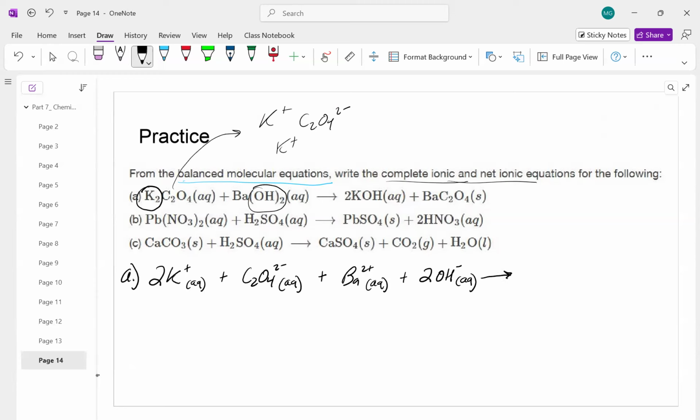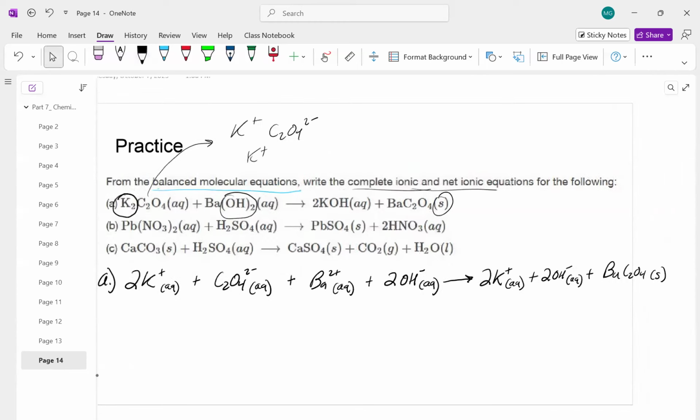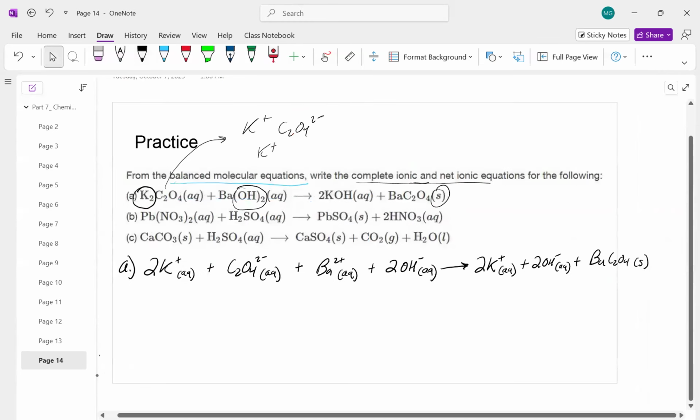All right, and then I will do the ions for the other side. So the KOH is aqueous. Since there's a coefficient of 2, I'll keep that for the potassium. I'll keep that for the hydroxide. And the last product is a solid, so I do not break that up. And that's my complete ionic equation.